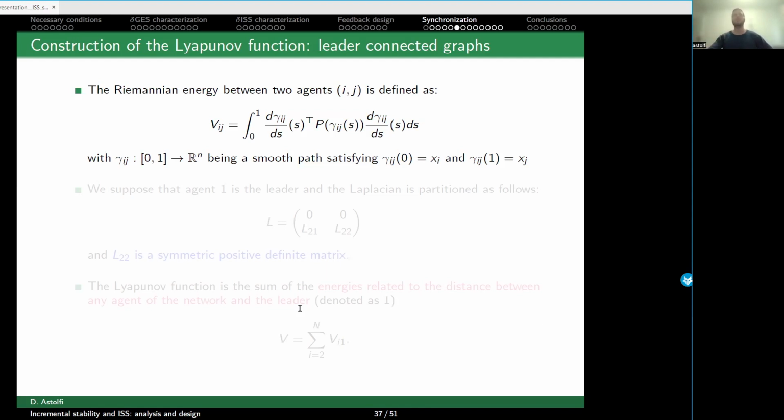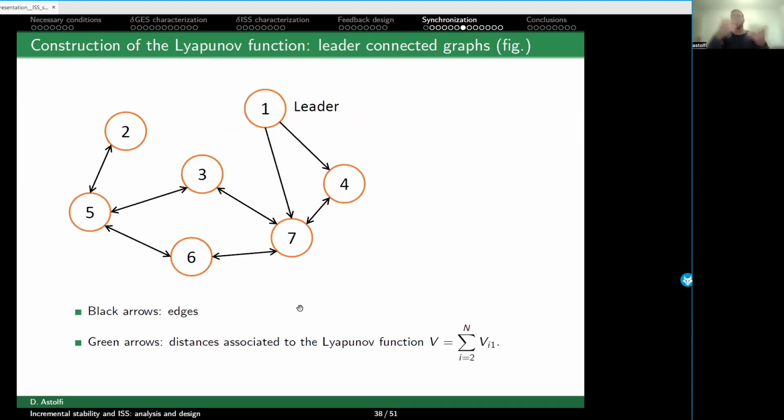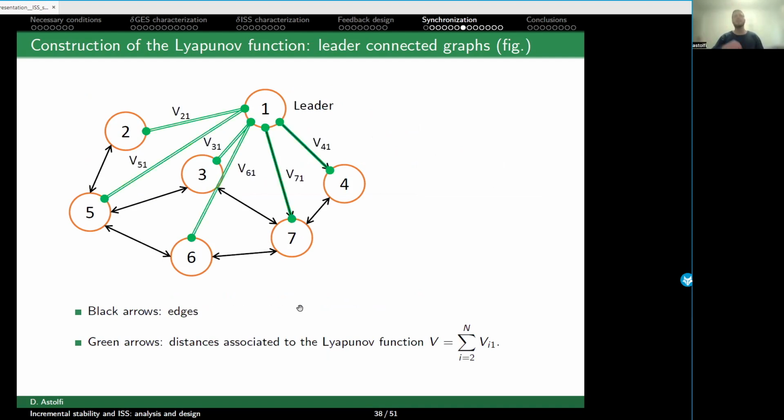In one case, you take the Riemannian energy associated to the distance between the leader of the network and any agent of the graph. In the second case, this is graphically what is going on. You have a network with the leader, and what you take is the green arrow that associates the distance between the Lyapunov function.